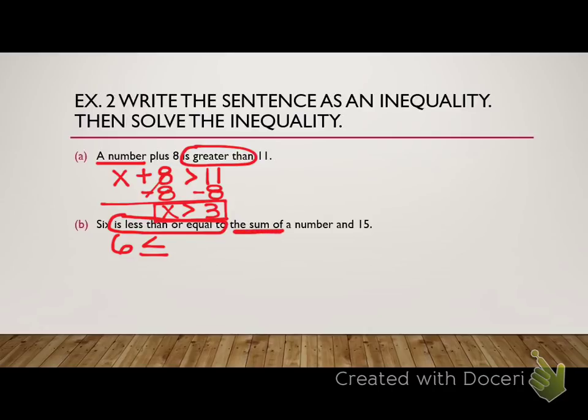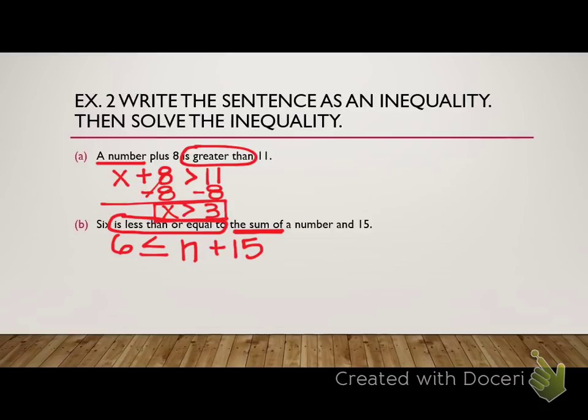Now the sum of is an addition problem. We know that the sum is the answer to an addition problem. So let's go ahead and put that plus sign down. What are we adding together? What are we trying to find the sum of? A number and 15. Since the words a number come first, we're going to put the variable first, and I'm going to use n this time. You can use whatever you want, but it's the sum of n and 15, so n plus 15.